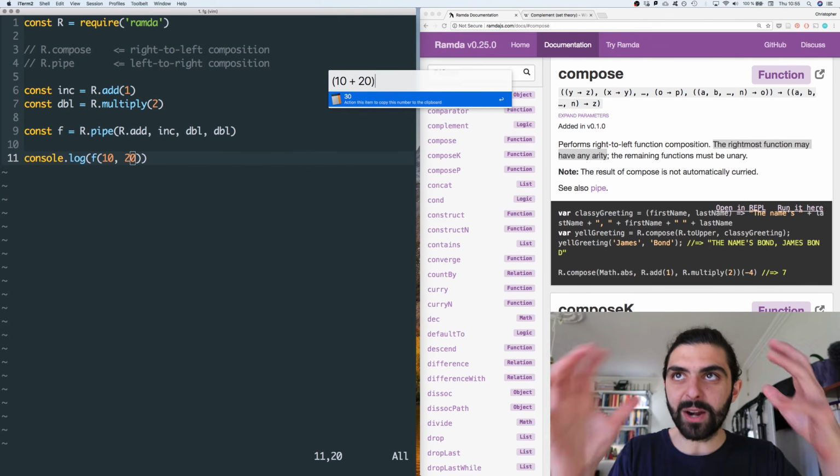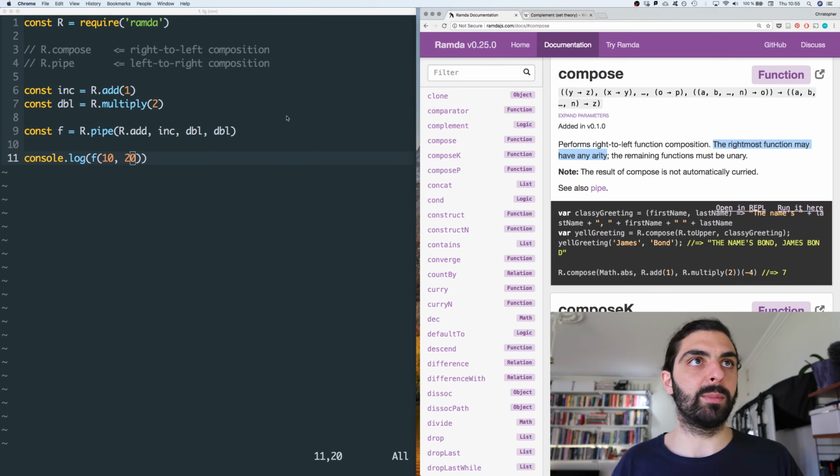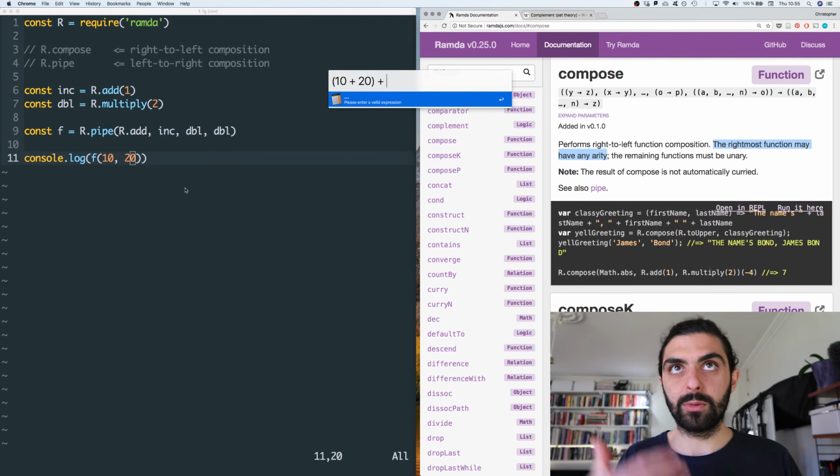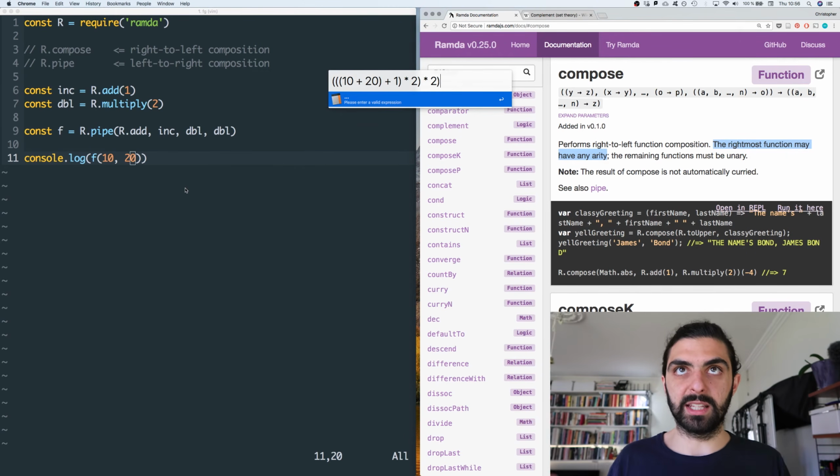And this is the variadic portion, right? As they're saying here, the rightmost function may have any arity, but now we're using pipe, so it's the leftmost function. And then we're passing that through the normal piping, right? Where the next function is plus 1, and then the next function is times 2, and then the next function is times 2, because double and then double.